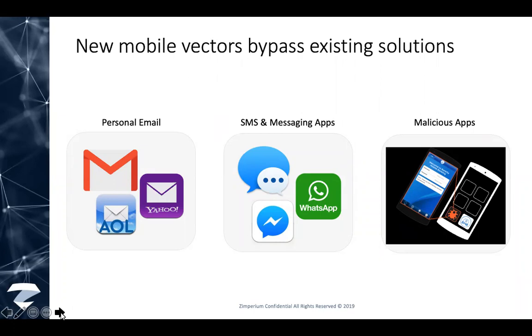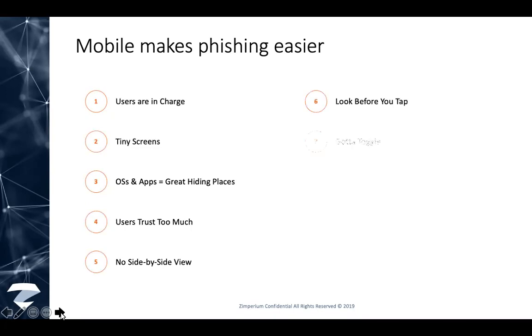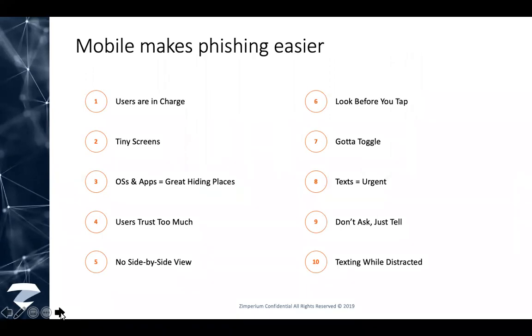I mentioned with the messaging apps, mobile makes phishing a lot easier. Here's a top 10. And by the way, we're producing a white paper on our machine learning detection of phishing. It'll be up on the site within the next couple of days. This information is in there with even more details. But here's just some of the things that make mobile even easier.